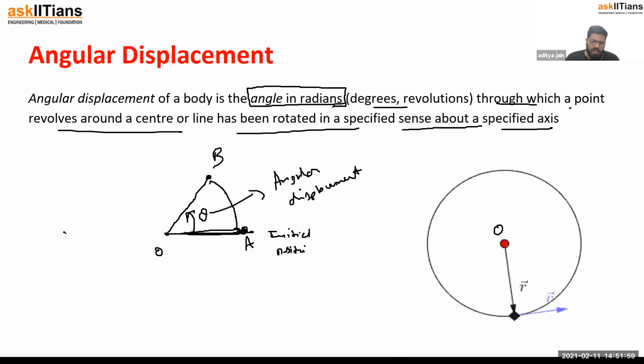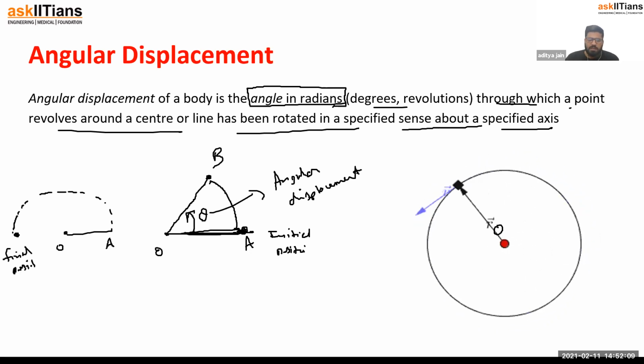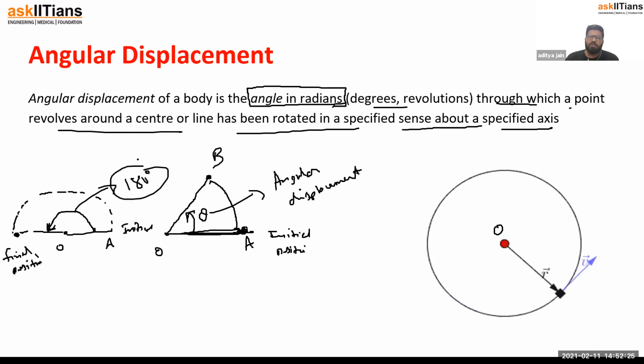So if I talk about this type of motion, suppose a body started its motion from OA and traveled a journey like this and stopped there. So this is the final position. Now what can you comment about the angular displacement? Angular displacement will be the angle between final and initial position. This is the complete angle, and this complete angle is 180 degrees, or you can say pi radians.